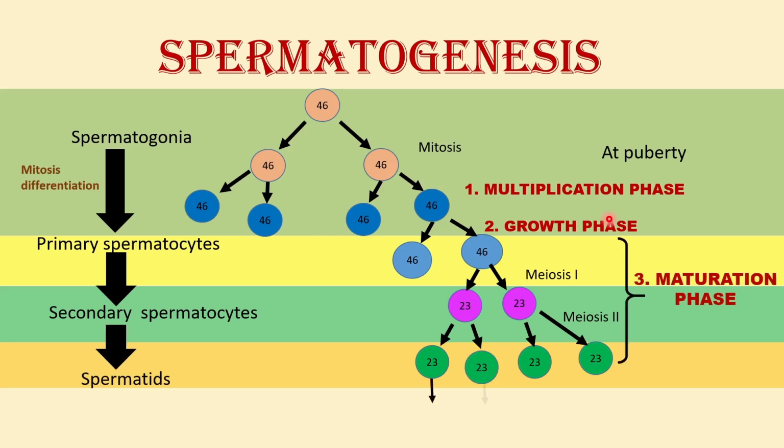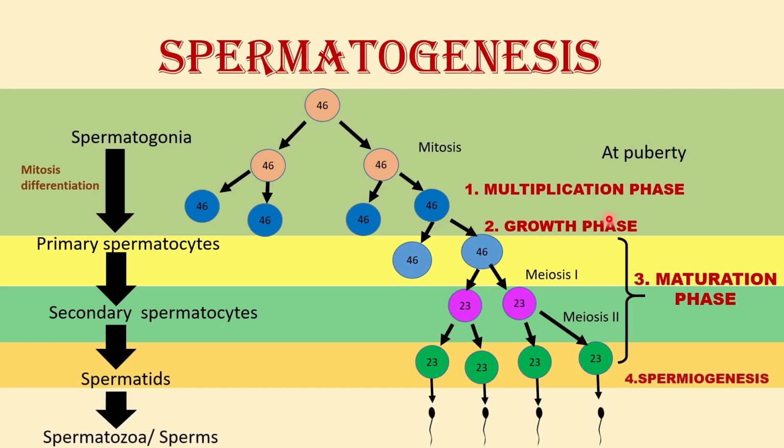And the last phase is spermiogenesis. In this phase, the spermatids differentiate into sperms. The spermatids undergo morphological changes to form sperms or spermatozoa. These are the four steps in spermatogenesis: multiplication phase, growth phase, maturation phase, and spermiogenesis. And we will discuss the spermiogenesis process in the next class.